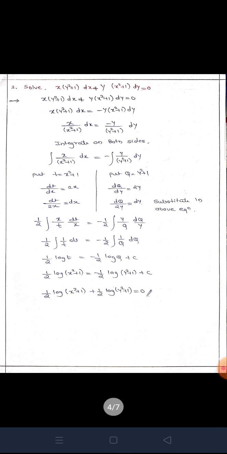Okay, we'll solve the third one. Solve x(y² + 1) dx + y(x² + 1) dy = 0. So write the given question, that is x(y² + 1) dx + y(x² + 1) dy = 0.